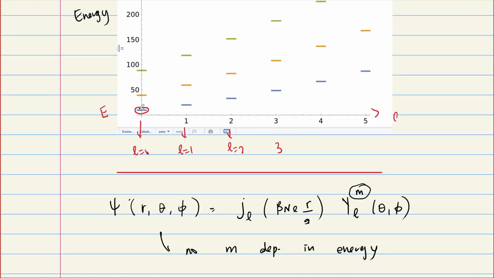And that means this blue line is non-degenerate. This yellow line is non-degenerate. The green line is non-degenerate. For example, this one is threefold degenerate. This one is threefold degenerate. This one is threefold degenerate. This one is fivefold degenerate. Good.